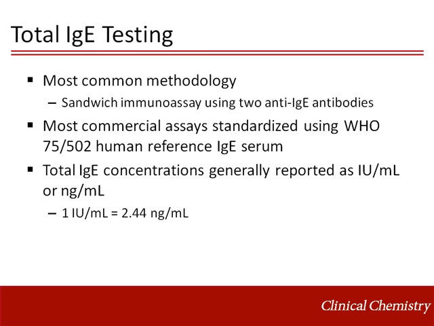For total IgE testing, the most common methodology used in the clinical lab is a solid-phase sandwich immunoassay using 2 anti-IgE antibodies. Most clinical assays are well standardized and are calibrated against the WHO 75502 human reference serum. Total IgE concentrations may be reported as international units per mL or nanograms per milliliter, with the conversion being 1 unit per mL equal to 2.44 nanograms per mL.